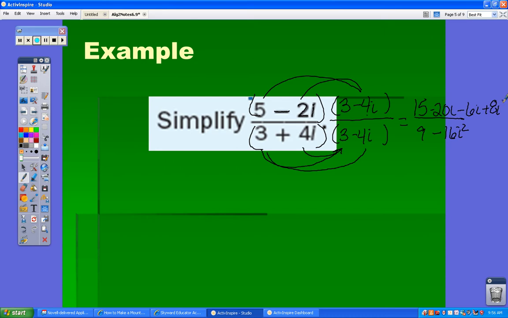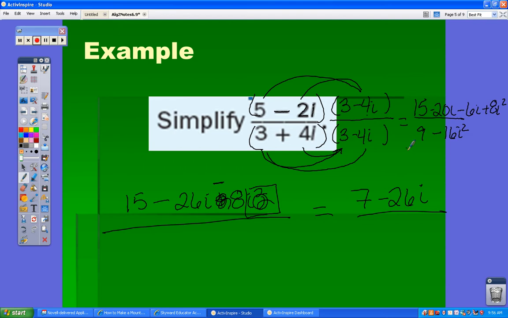Ugh, a little messy. It's okay though. I'm going to go down here now. So now I have 15 minus 26i plus 8i squared. Now remember, i squared is the same thing as negative 1, so that really is going to change that to a minus 8. 15 minus 8, this is going to be 7 minus 26i. Okay, on the downstairs, I'm going to get 9 minus 16i squared, which is 9 minus 16 times negative 1, which is 9 plus 16, which is 25.